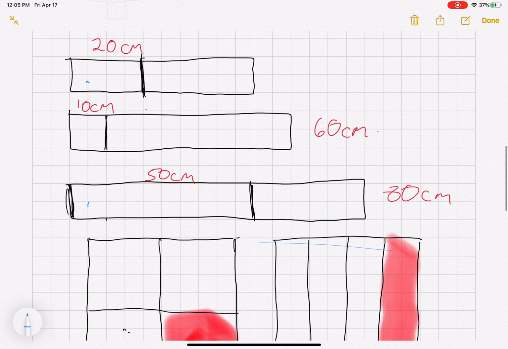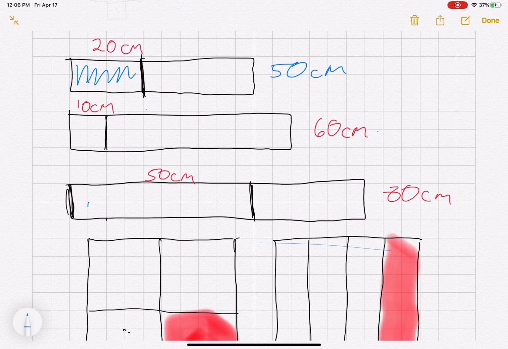So these are how I actually like to do fractions. These are called fraction strips. They're much easier to draw. You can use a ruler and you can make them perfect, so they're easier to compare. And so if I'm looking at this first one, it is actually 50 centimeters. And the first 20 centimeters of the 50 centimeters is shaded.